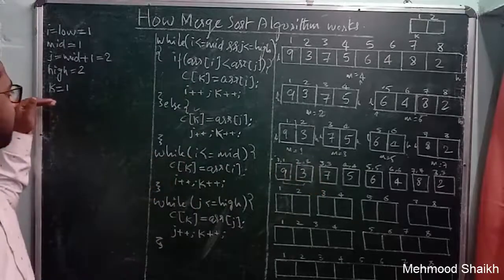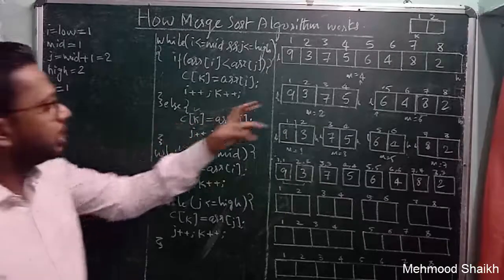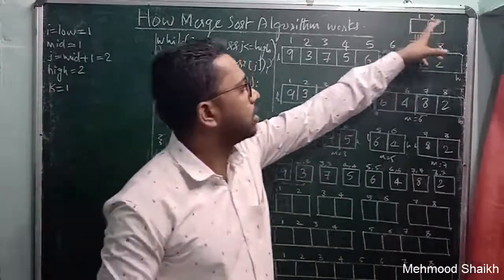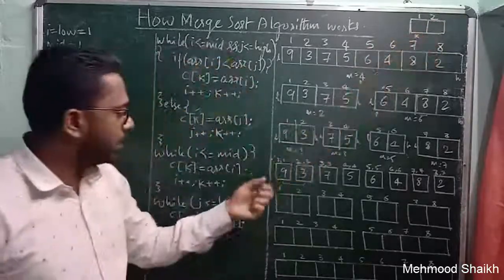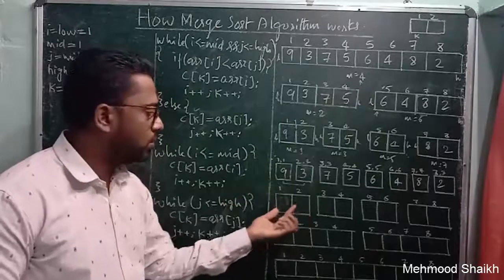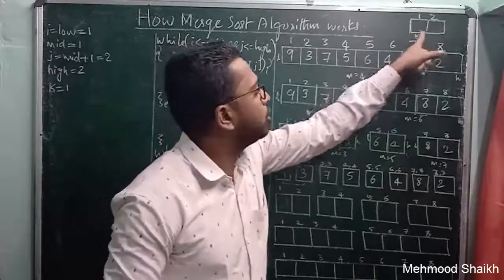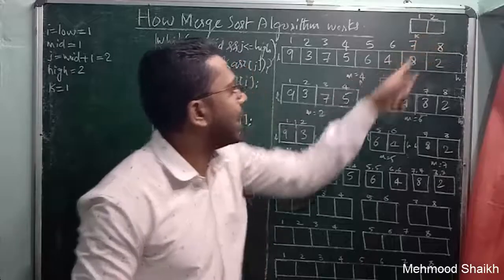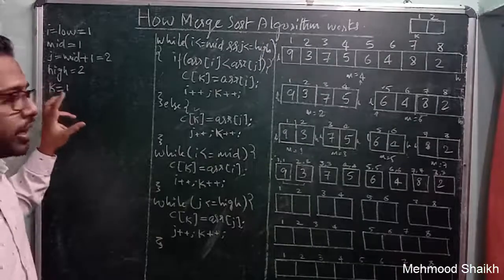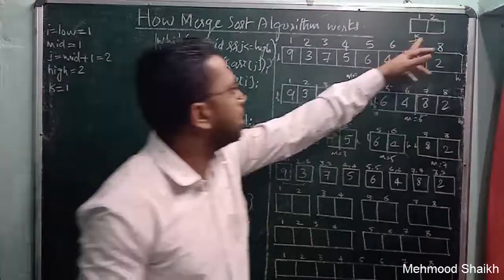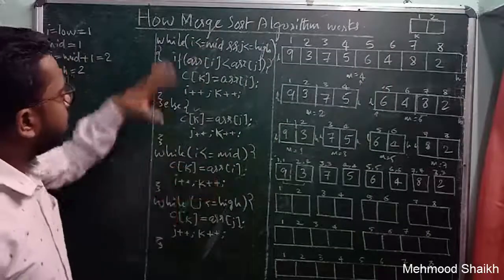I have set the k value equal to 1. What I am doing is maintaining a separate array for storing the sorted elements, and then I will take those elements and put them back into these two places. For pointing to these locations in this array, I have set k as 1, so the first time k will be pointing to the first location of this array. Now let us start tracing this algorithm.